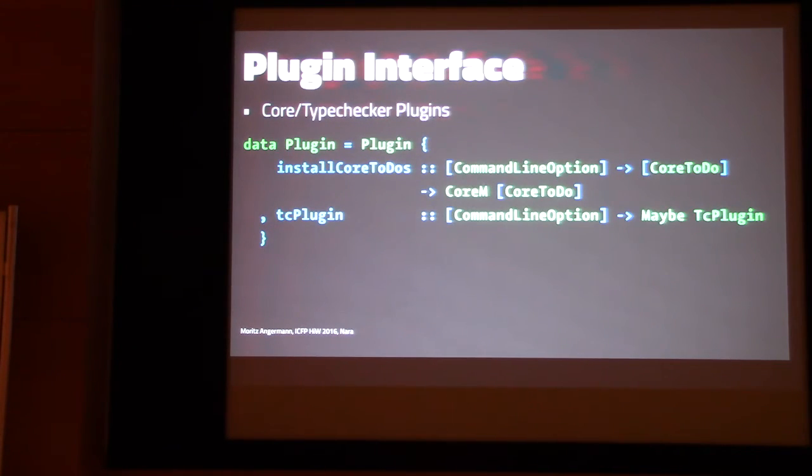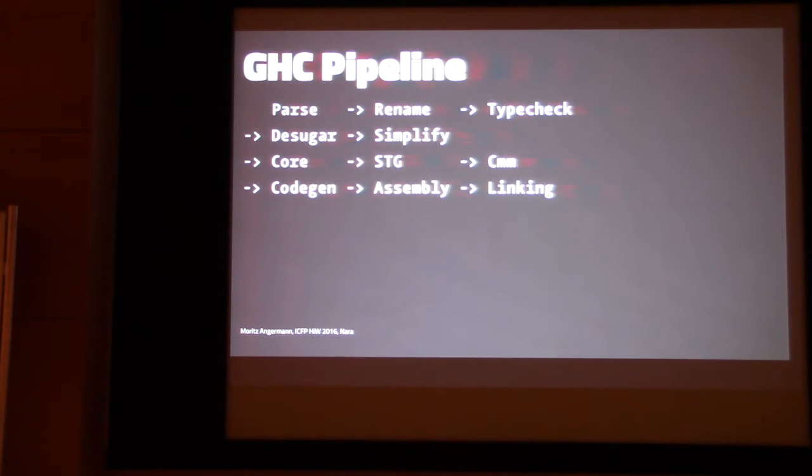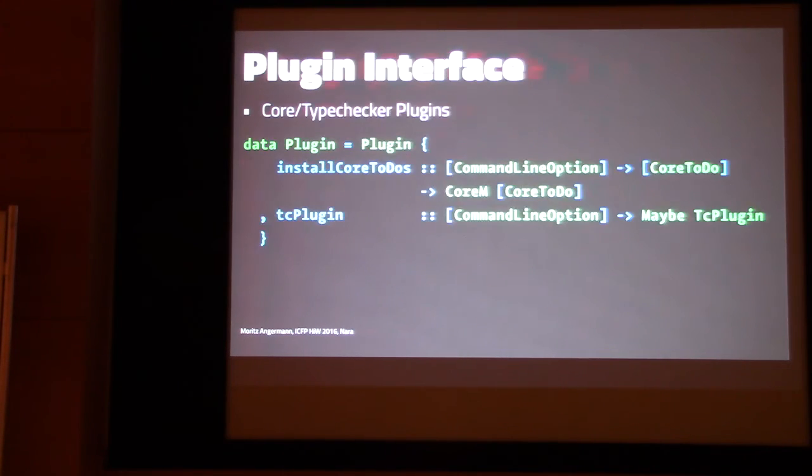And then there are also the core and type checker plugins, and the core plugins allow you to install your own core-to-core transformations if you want to. And the type checker plugins allow you to basically plug in your own solver if you wanted to. So in the general GHC pipeline, we parse, and the front-end plugins work at the very beginning, and obviously the type checker plugin works at the type check part, and the core to-dos at the core part. And I'm more concerned about the CMM and the rest. So that's where I want to hook in.